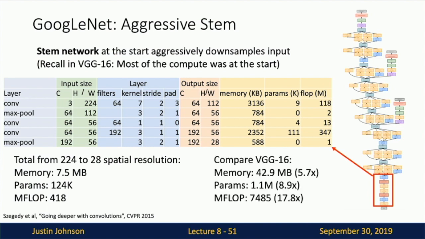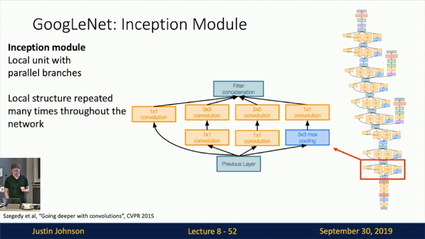Here we can actually compare to VGG16. If you look at the component of GoogLeNet that downsamples from 224 down to 28 in spatial resolution, that entire part of the network costs about 418 megaflops. If you look at the equivalent spatial downsampling in VGG16, that goes from 224 down to 28, you can see that it costs more than 7 gigaflops. So that same amount of spatial downsampling was nearly 18 times as expensive in VGG as in GoogLeNet.